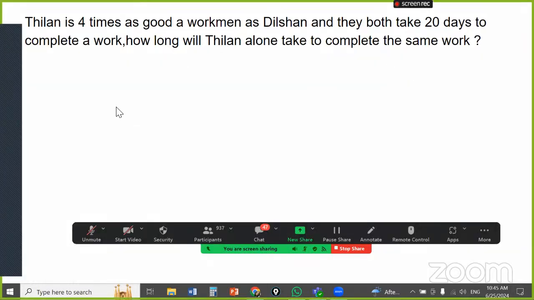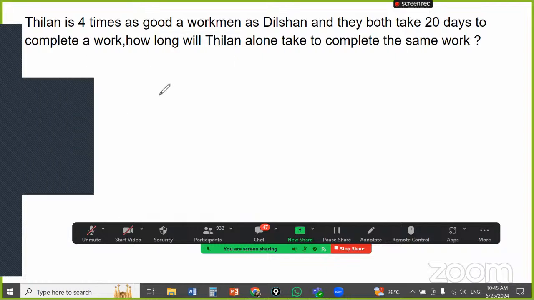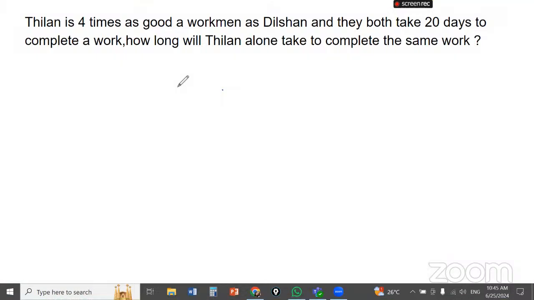Okay, Thilan is 4 times as good a workman as Dilshan, and they both take 20 days to complete a work. How long will Thilan alone take to complete the same work? This can be done in two different ways. One is using the time efficiency work formula, or usually the ratio or the normal linear equations method. Let me see, anybody is trying to do this, and then I'll give the answer.